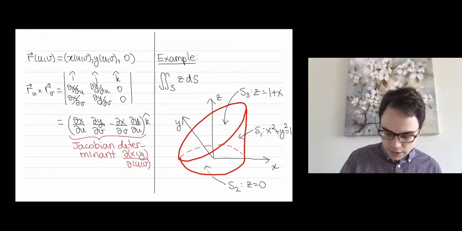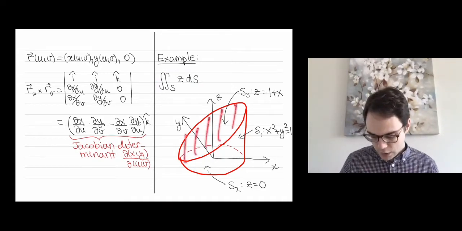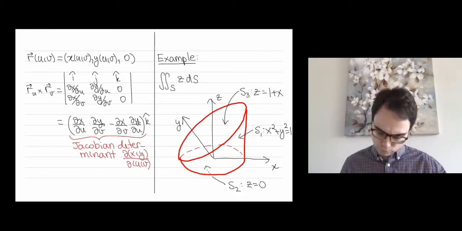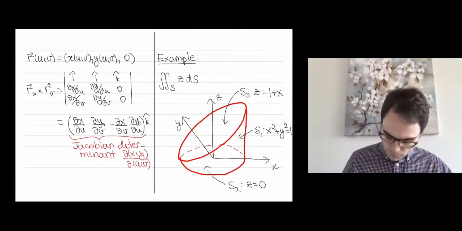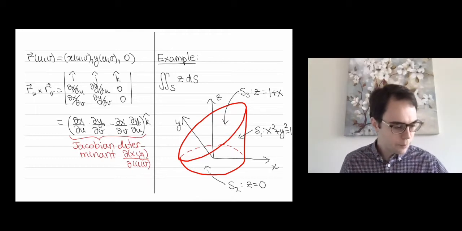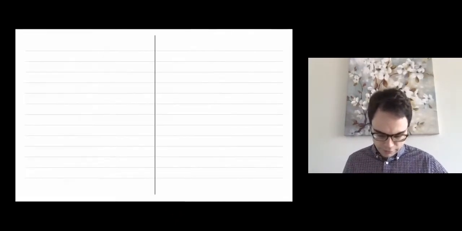So this is going to be a little bit of work. We have to do three integrals really: one on S3, one on S2, and one on S1. Right. So S is the union of all three. So let's look at S1 first. Let's start with the heavy lifting.